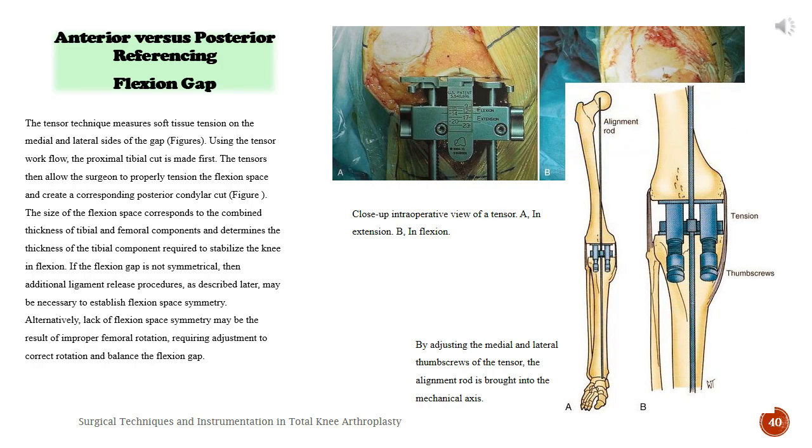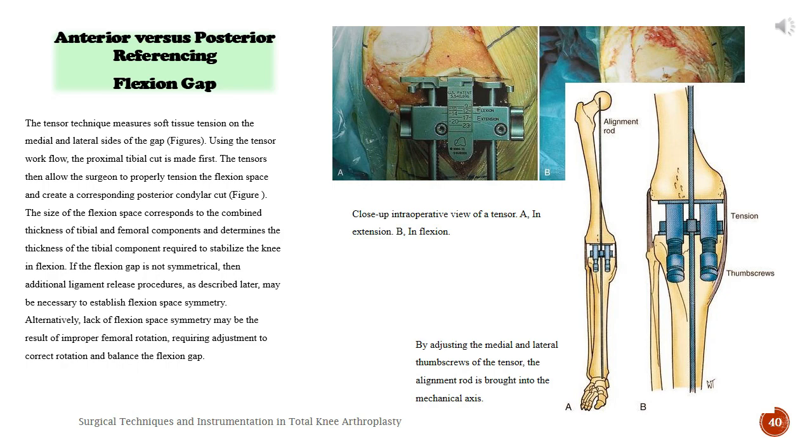Anterior versus posterior referencing, flexion gap. The tensor technique measures soft tissue tension on the medial and lateral sides of the gap, figures. Using the tensor workflow, the proximal tibial cut is made first. The tensors then allow the surgeon to properly tension the flexion space and create a corresponding posterior condylar cut, figure.